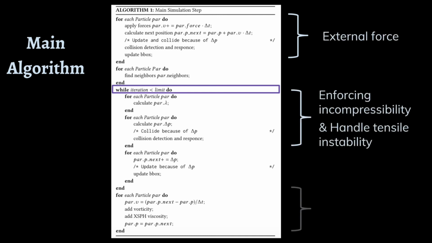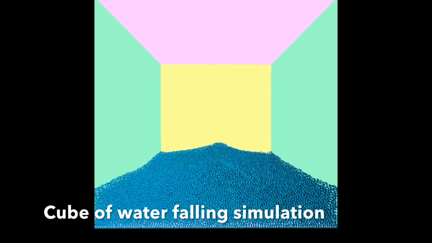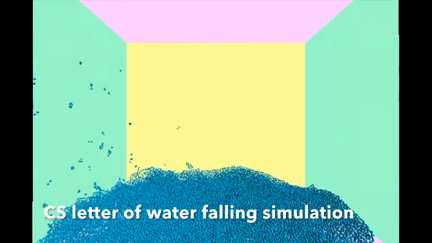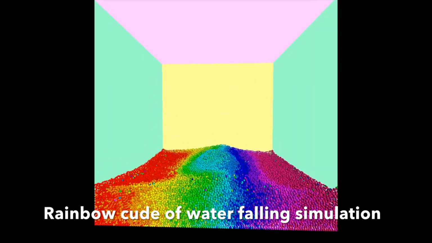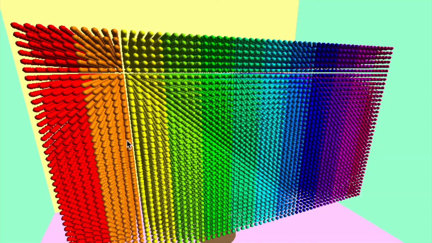This algorithm enforces incompressibility by computing a corrective position vector, handles tensile instability by adding artificial surface tension, accounts for the loss of energy due to the position-based method by applying vorticity confinement, and smoothens particle movement by adding viscosity.